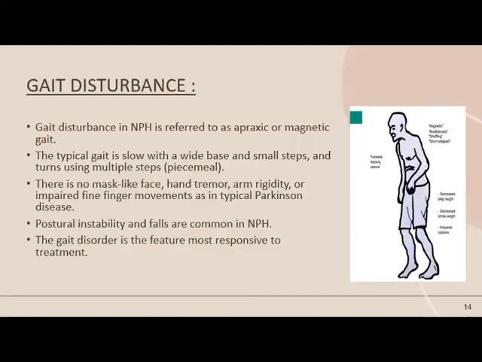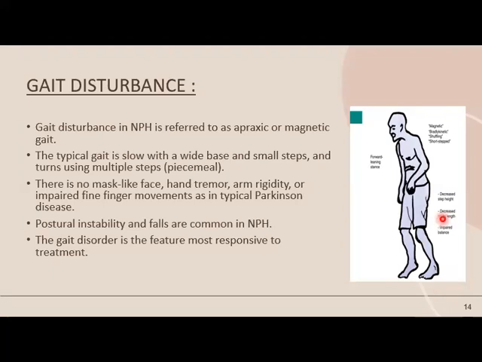First, we'll discuss gait disturbances. The gait disturbance in NPH is referred to as an apraxic or magnetic gait. The typical gait is slow with a wide base and small steps and turns using multiple steps. There is no mask-like face, hand tremors, arm rigidity, or impaired fine finger movements as in typical Parkinson's disease. Postural instability and falls are common in NPH. The gait disorder is the feature most responsive to treatment.